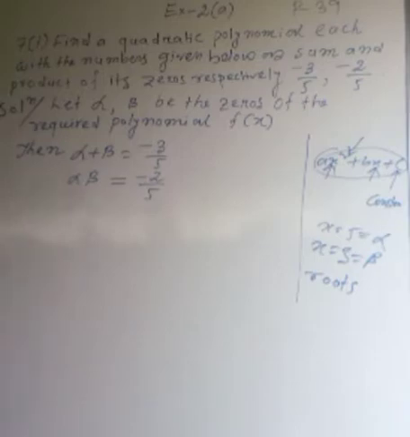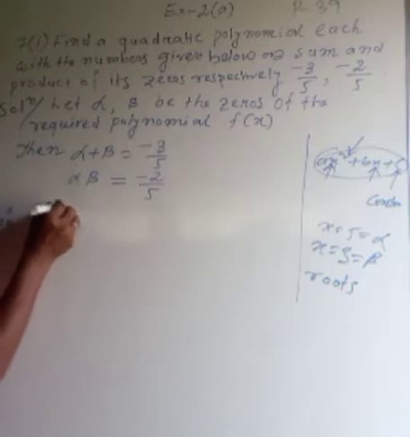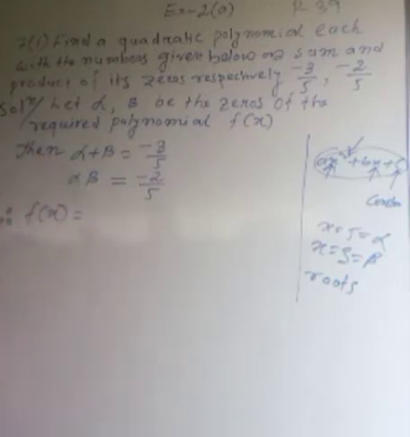Now we have to go to the main form of the quadratic polynomial. So let us write like that. Therefore f(x). This is what we have to find. f(x) equal to, we will write the general form of the quadratic polynomial.